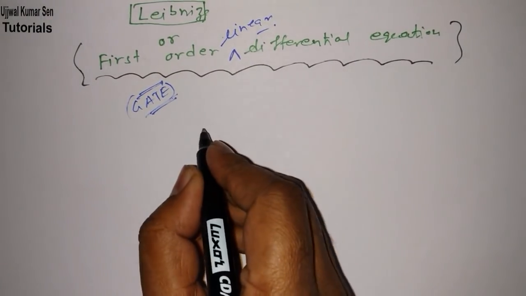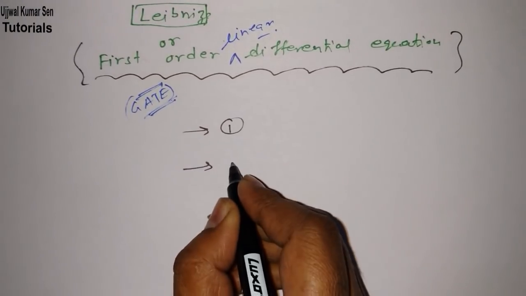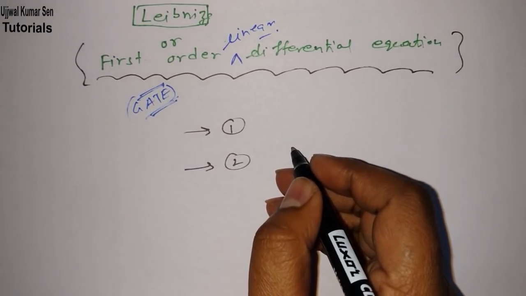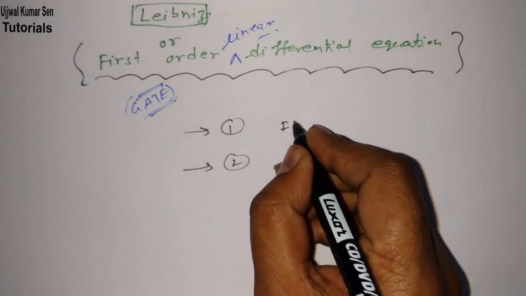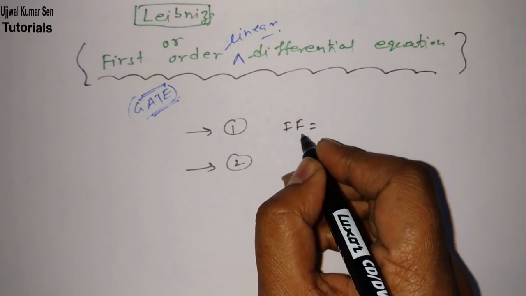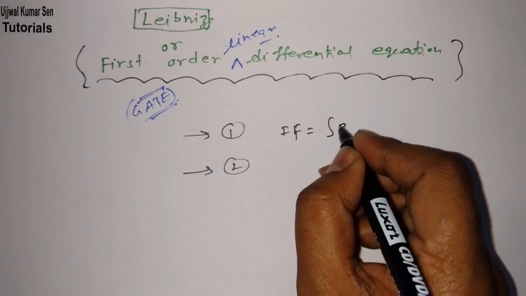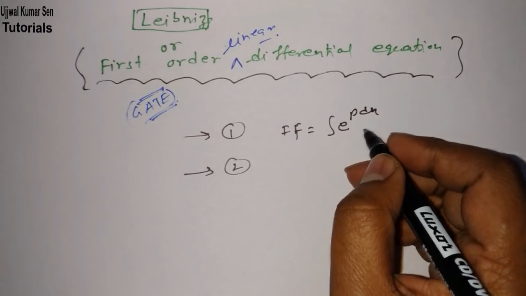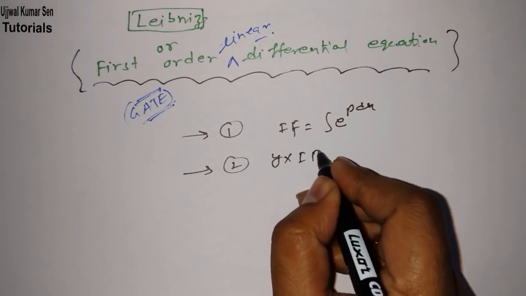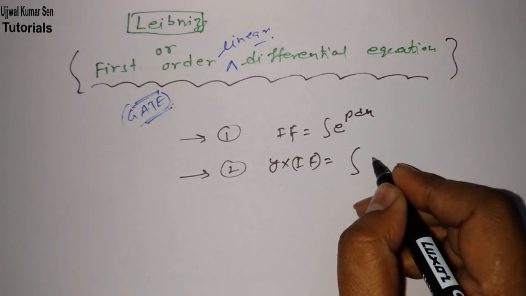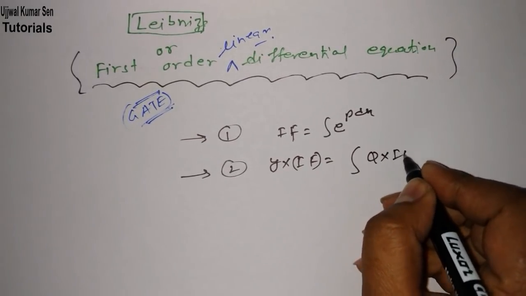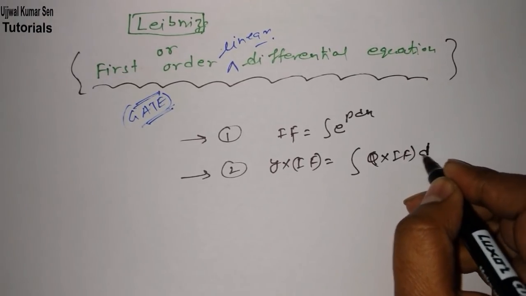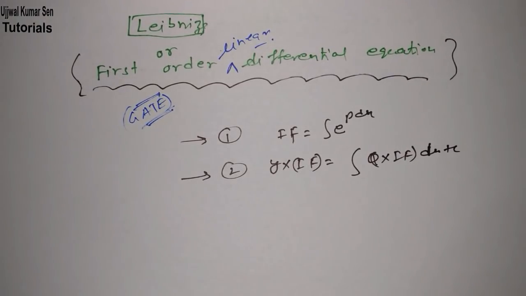So what is most important in the case of a Leibniz or linear differential equation of first order? First of all, you have to find the integrating factor. For finding the integrating factor, we have a formula, that is e to the power integral of P dx. And another formula is: y times the integrating factor equals the integral of Q times the integrating factor dx, plus C. So in this way you can solve it. These two formulas are the most important to solve a first order linear differential equation.